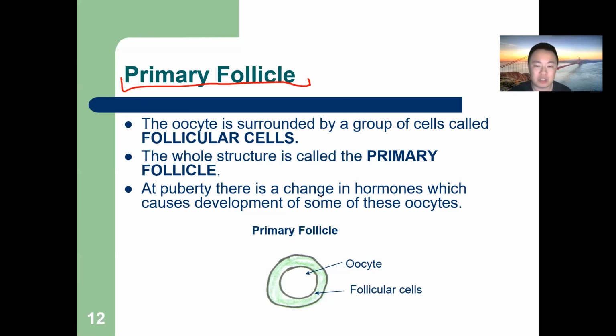At puberty, there is a change in hormones which causes development of some of these oocytes. So you can see here one immature oocyte, and it's surrounded by follicular cells, therefore creating this primary follicle. And once again, ladies, you're born with millions and millions of these primary follicles. It's not until menstruation that 19 to 20 of them get selected to mature. But in the meantime, while they're dormant inside the primary follicle, they remain immature. They're not ready yet.